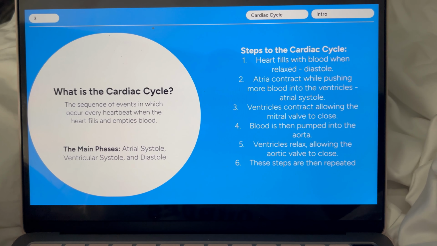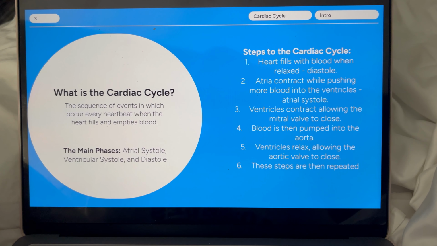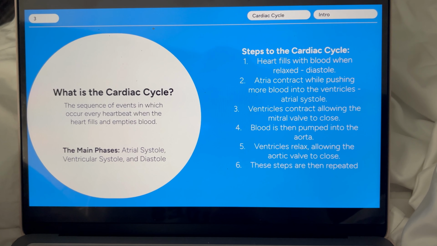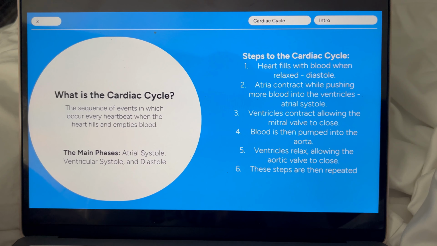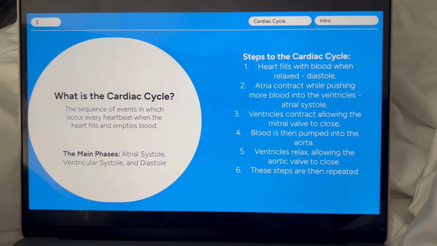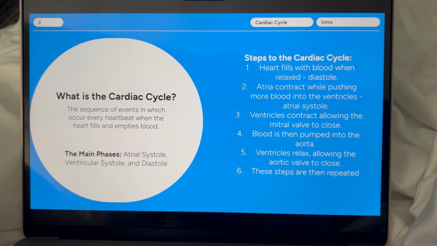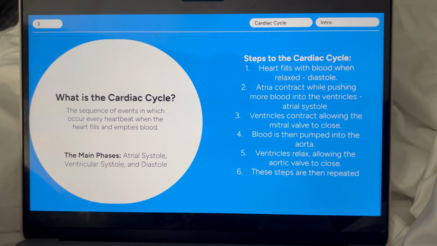There are several steps, however, in this cardiac cycle, and one of the first being when the heart is filling up with blood when it's relaxed. That is called diastole. Then the atria contract while pushing out more and more blood into the ventricles, and this is the atrial systole.